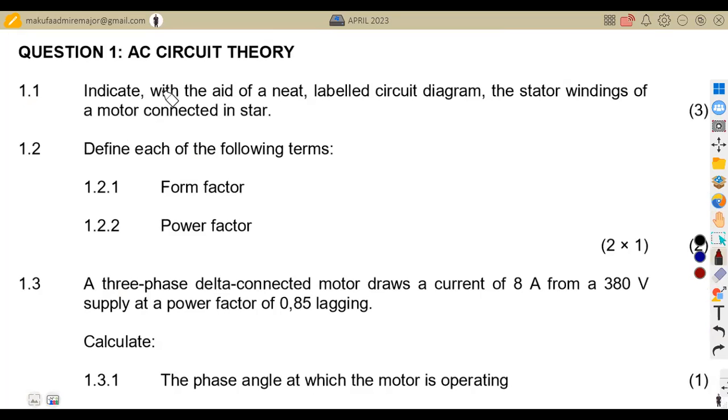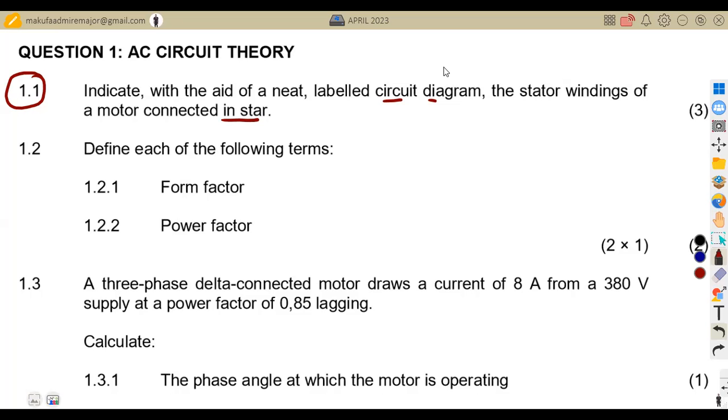The first part, which was on our AC theory, we've got question number 1.1, which is: indicate with the aid of a neat labeled circuit diagram. Take note, we need a circuit diagram. In this case, the stator windings of a motor connected in a star. So if it is connected in star, definitely we are talking about a three-phase system, where it can be in star or it can be in a delta.